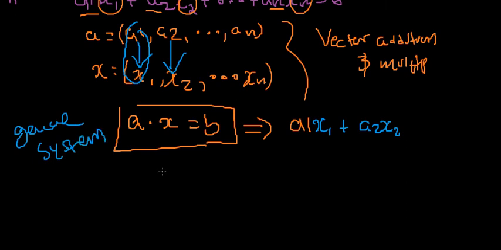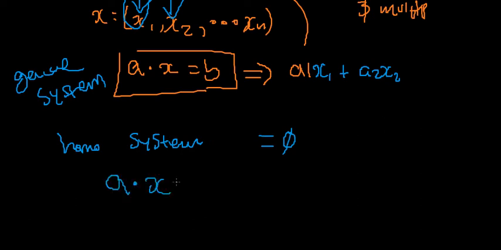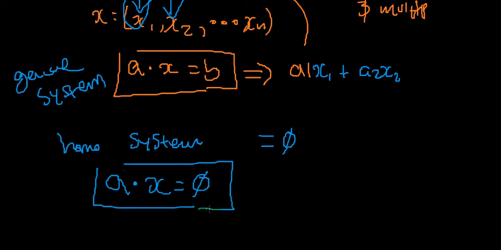Now, what about if we wanted to solve a homogeneous system? Well, what do we know about homogeneous systems? They always equal 0. So that means A dot product x is going to equal 0, and that is going to define the system homogeneously, where obviously B is equal to 0.